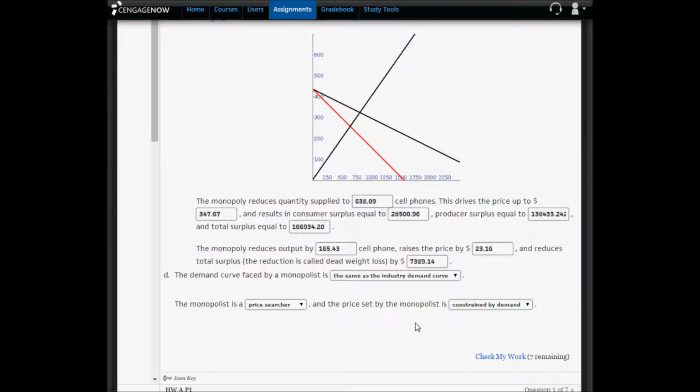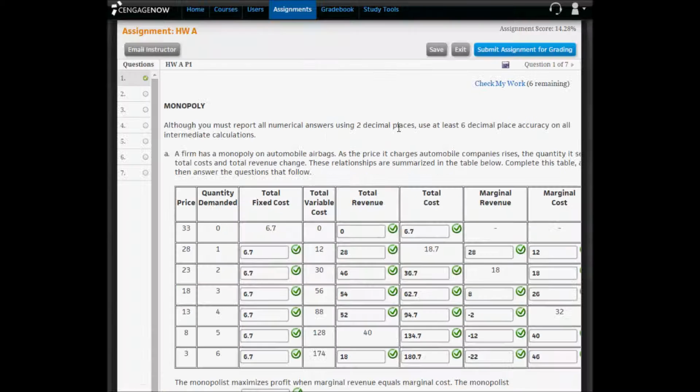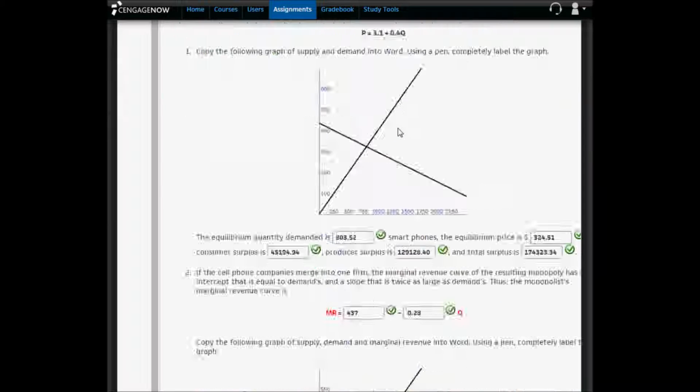I'm going to check my work, and I should get everything correct. And it looks like I got everything correct.